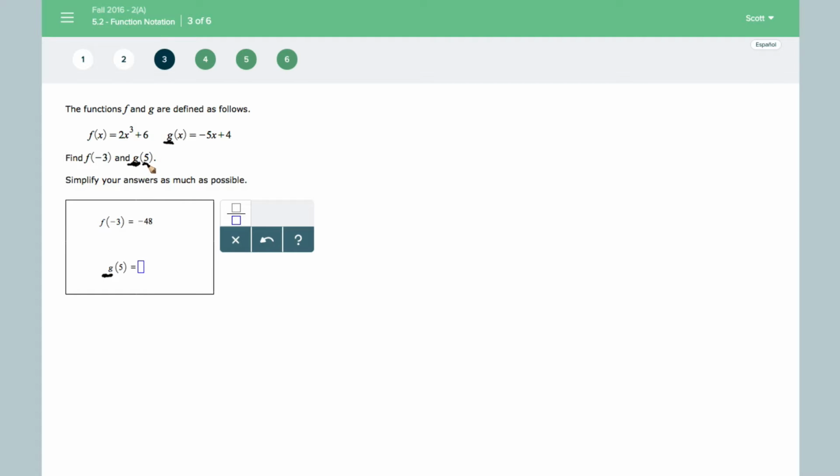Now in the next one, it wants me to look at the g function and replace the x with a 5. So in the g function, I'm replacing the x with a 5. So I have negative 5 times 5 plus 4. Negative 5 times 5 is negative 25. Negative 25 plus 4 is negative 21.